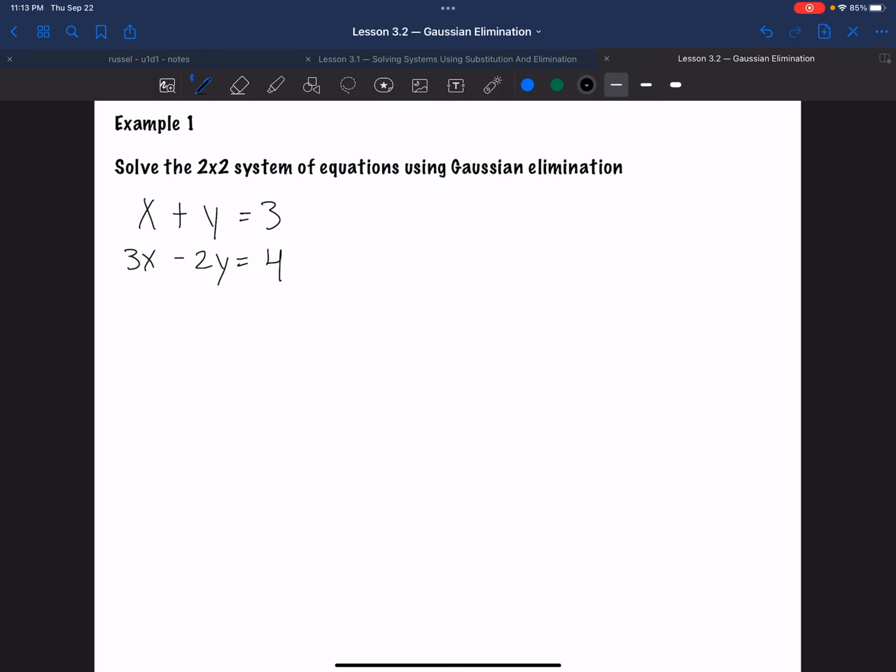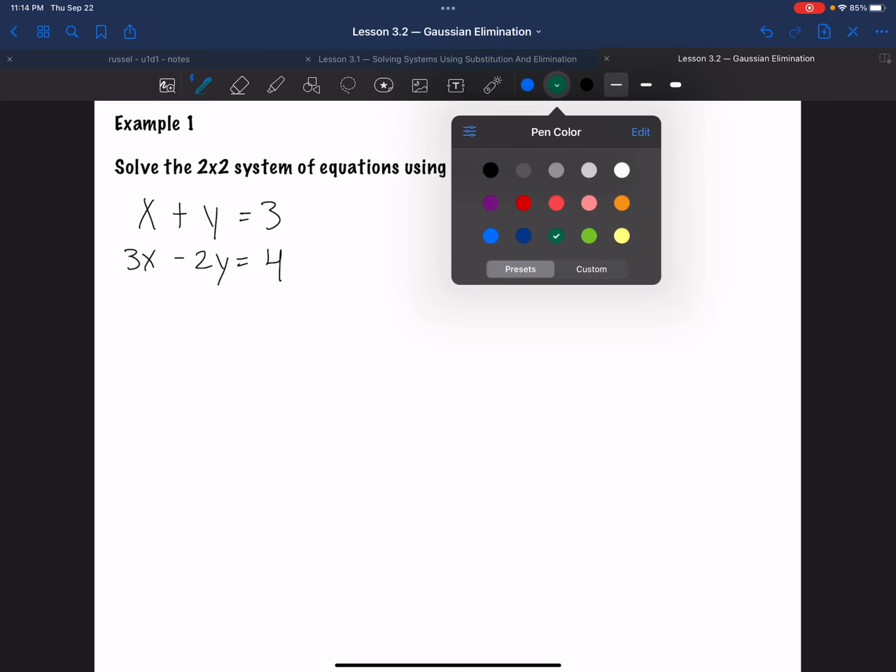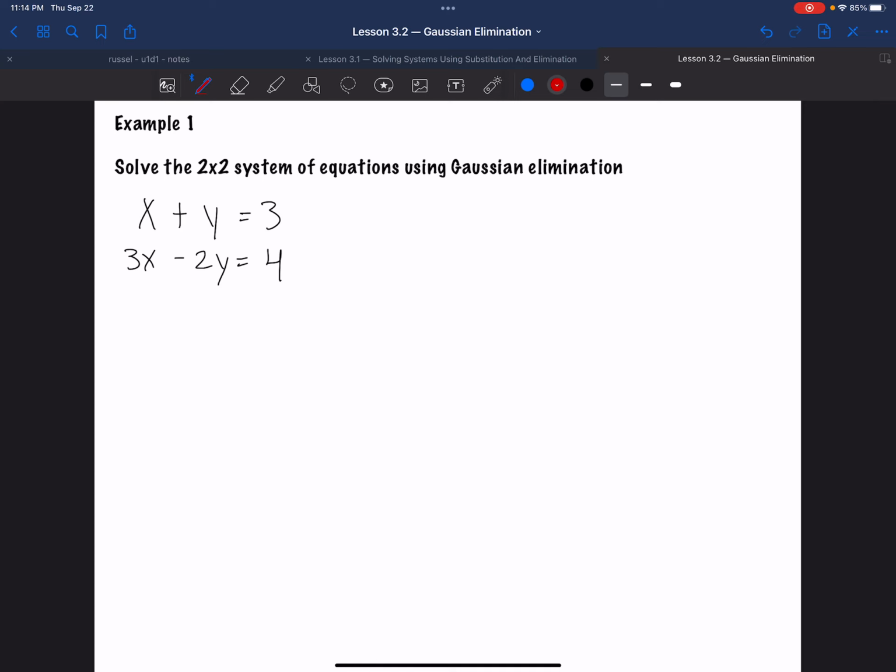If you try to do this mentally, you will likely make mistakes. It's very tough to do this mentally. But here we go. Let's try it out, okay? I'm going to model how to do this. So first things first, example 1, solve this 2x2 system of equations using Gaussian elimination.